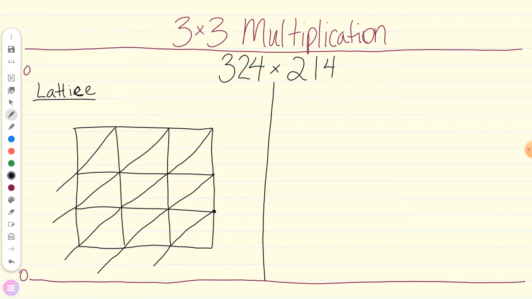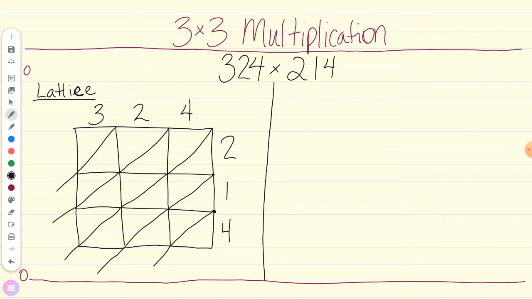Okay. Once we have our diagonals, what else do I need before I can do any math? I need my numbers. Tyson, how do I know where to put my numbers? 3, 2, and 4. Yeah, I just put the digits. I don't put the value of the digits. And then we put 2, 1, 4 across the side.